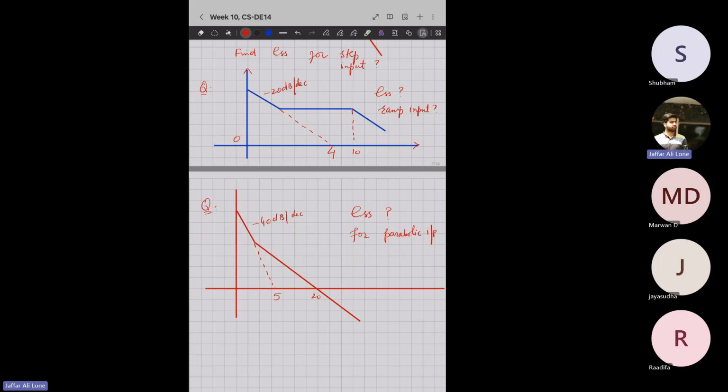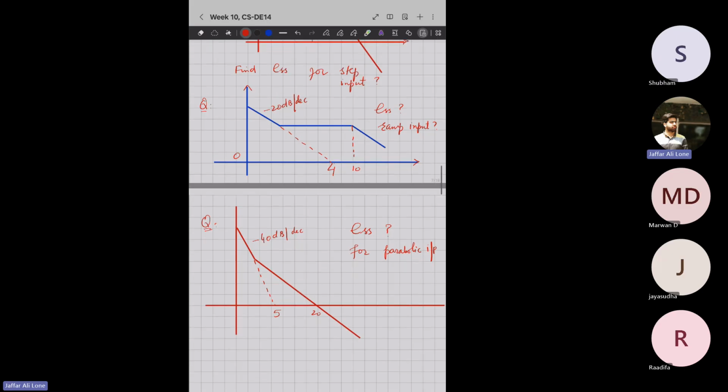No, I think you have made some mistake. What is the value of K that you got? Can you tell me, Marwan, what is the value of K that you got? Which question are you asking? Like this ramp input question? No, you will not get 16. You will not get 16. Okay, let me solve it.